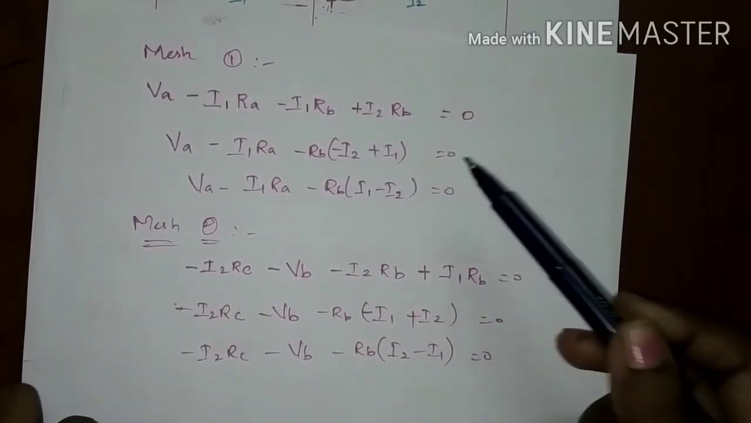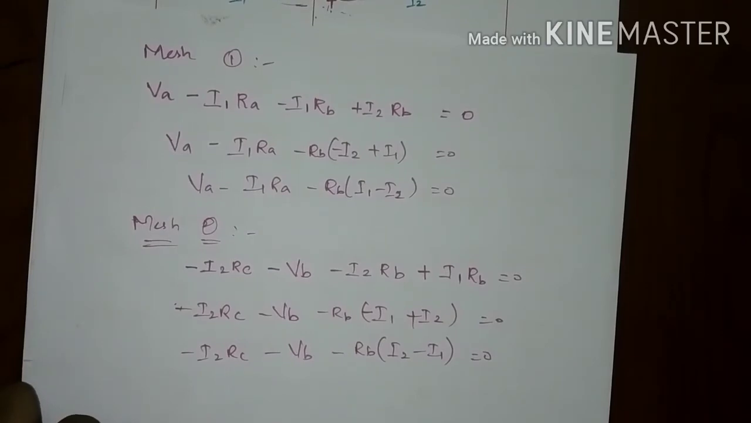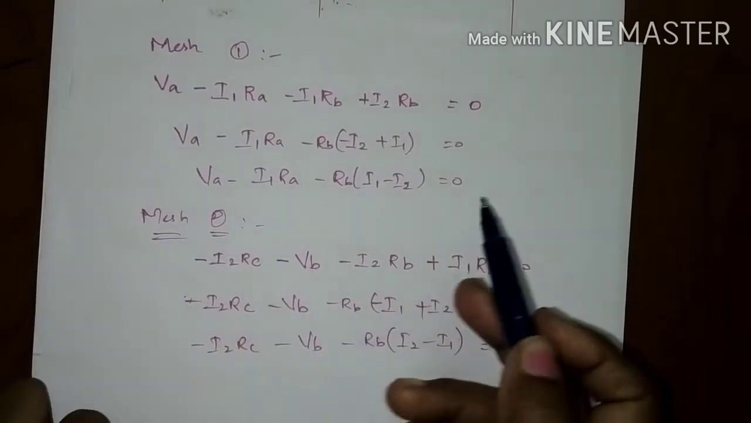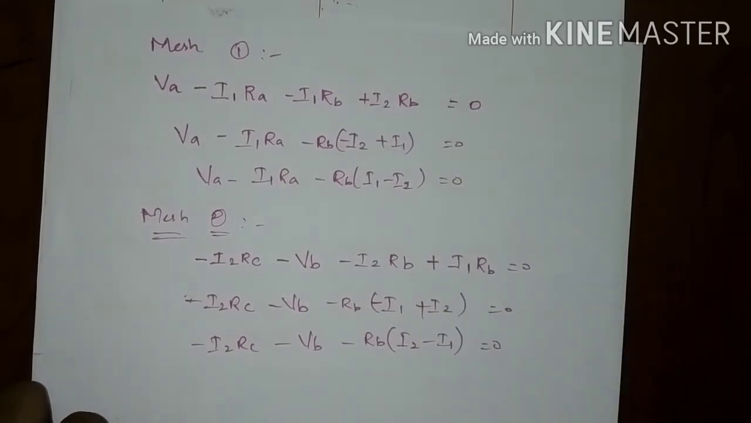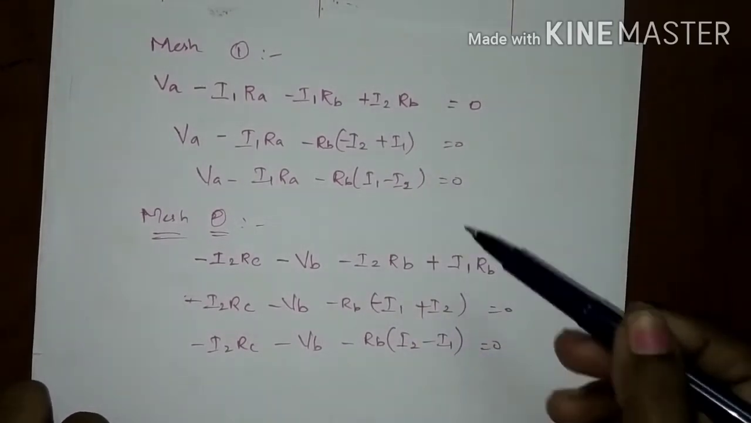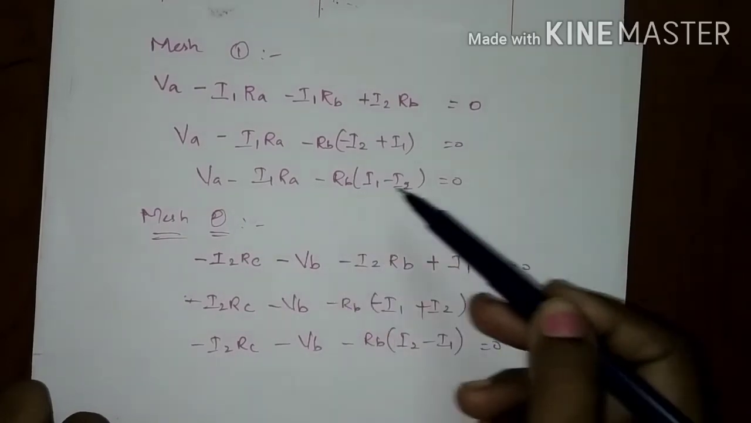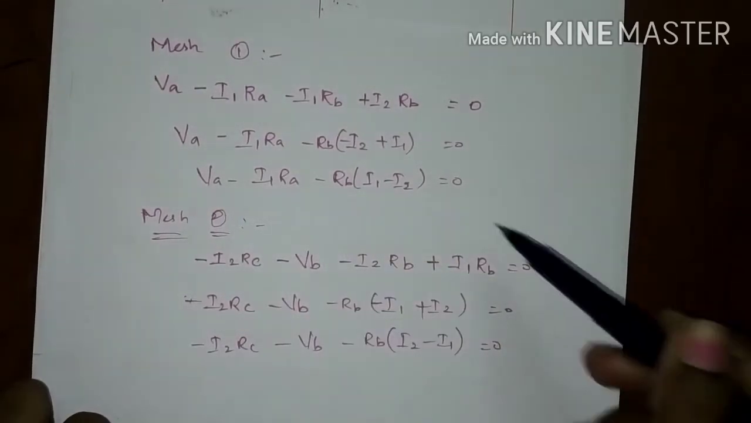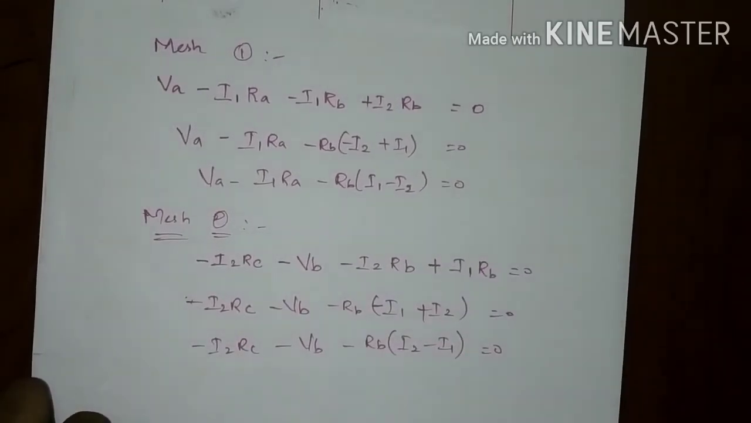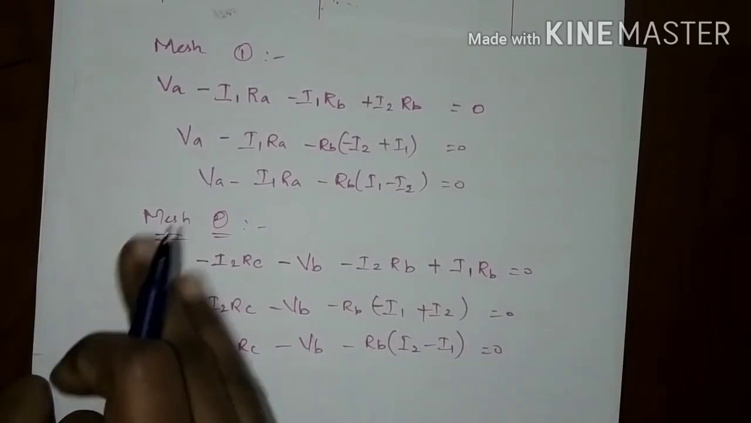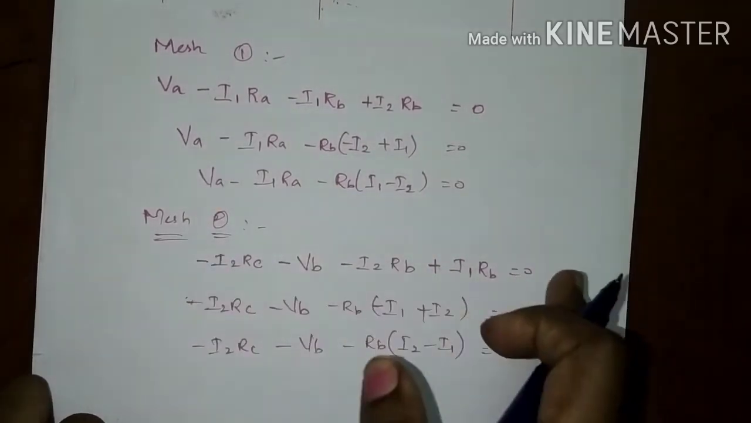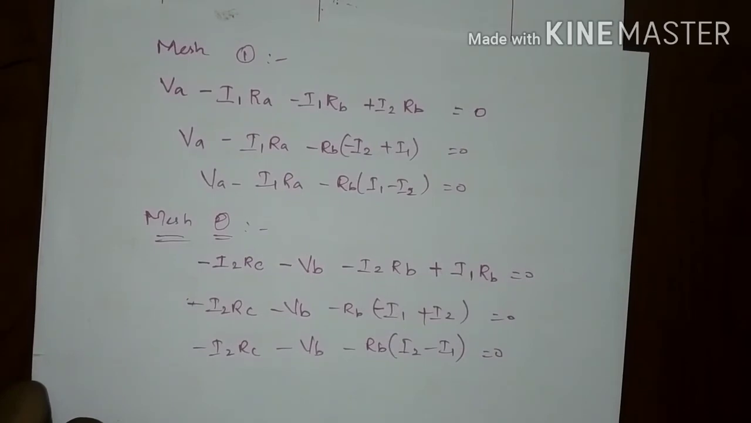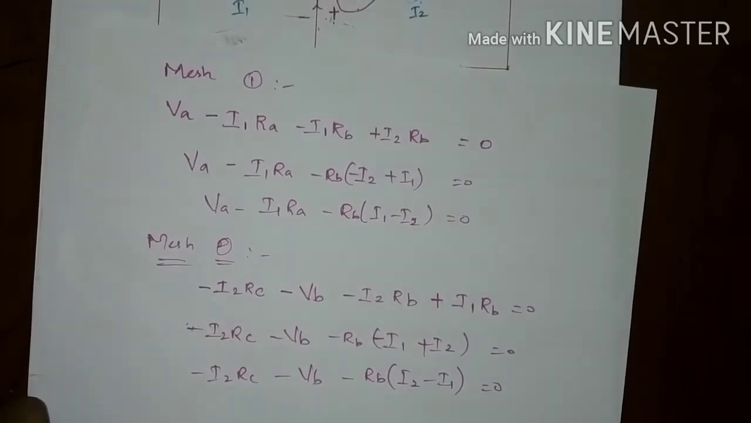By solving both the equations, you will get the values of VA, VB, I1 and I2. You can solve either by matrix or by normal algebraic equations. Normally you can calculate by algebraic calculations or by using matrix or determinants. It is very easy to solve these equations. When you form the mesh equation, it is very easy to solve it. I hope you understood the concept of mesh analysis.